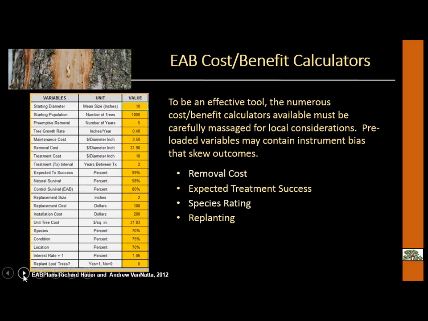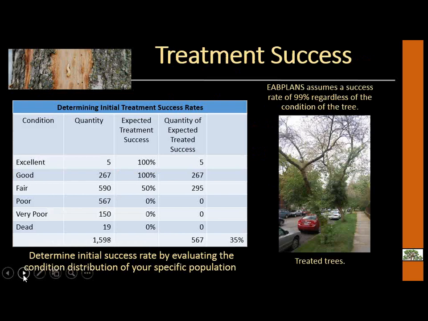If you're going to use the cost calculators, you want to carefully massage the preloaded variables for your context. Otherwise, I think there's what I feel are instrument biases in the formulas. Some of the issues are removal costs, expected treatment success, species ratings, and replanting rates. I'm just going to cover this real quick, to make sure you massage the variables to provide a context that's valuable for you and the town that you work in or work for.